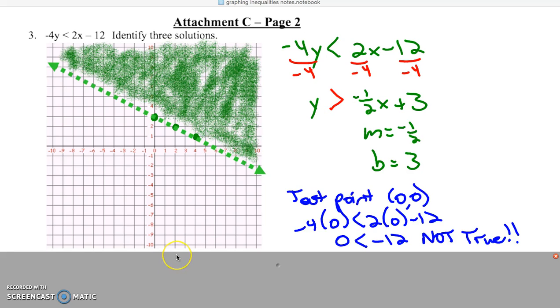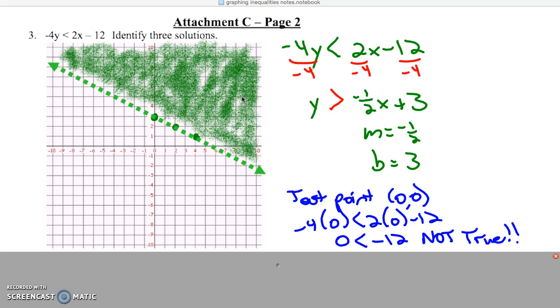So how'd your graph go? I hope that you identified your slope and your y-intercept and that you remembered that since this was strictly greater than, we did a dashed or dotted line, and because it's greater than, we shaded above.